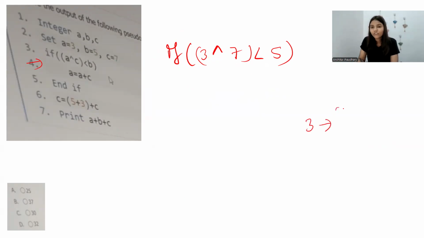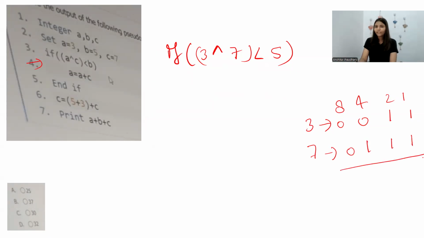So the 3 binary code will become 8, 4, 2, 1. So 2 plus 1 value, it will become 1 and 1. Rest will be 0. And for 7, it will become 1, 1, 1, and this will be 0. Right? So 1 and 1 both are same, it will become 0. 1 and 1 both are same, it will become 0. 0 and 1 both are different, it will become 1, 0, 0, 0. So it will become 4. 4 is less than 5. Yes, the condition is true.